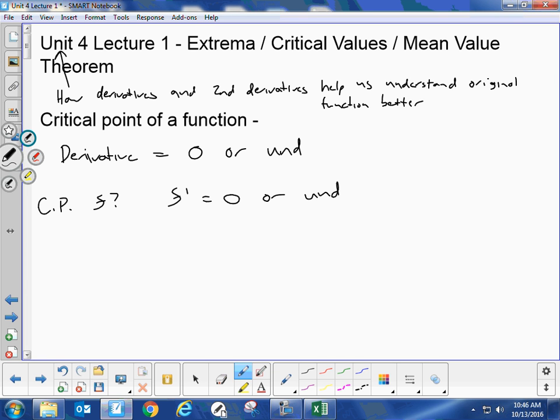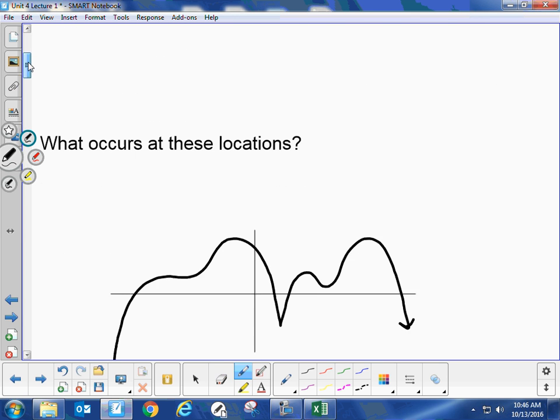Today, all we will be doing is finding the locations of critical points for functions. That's it. Which means all we're going to be doing is taking derivatives, setting them equal to 0, and solving. Okay? But why? What's so special about these critical points? Well, let's look at this sketch of a function.